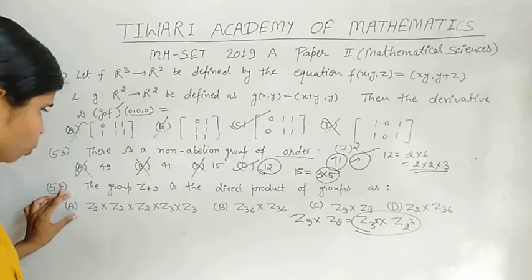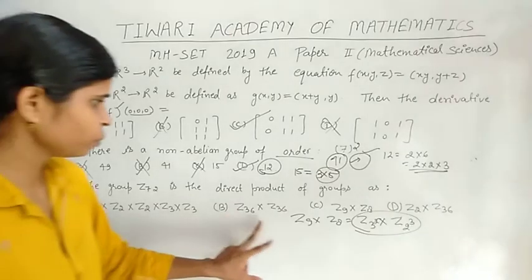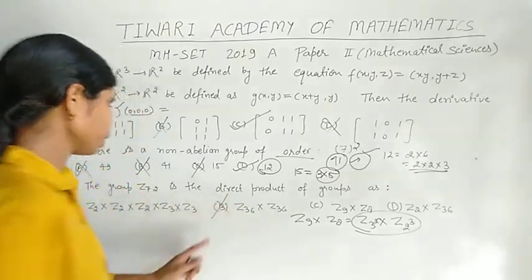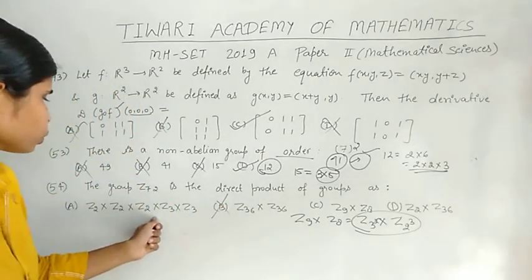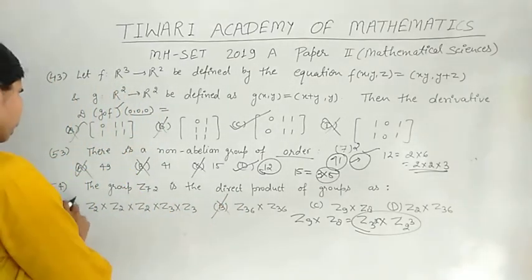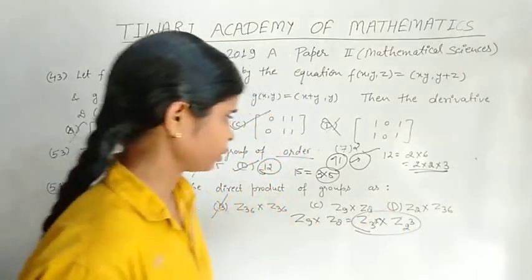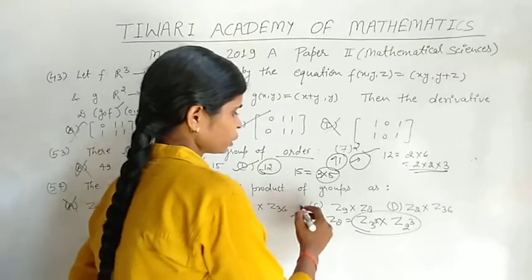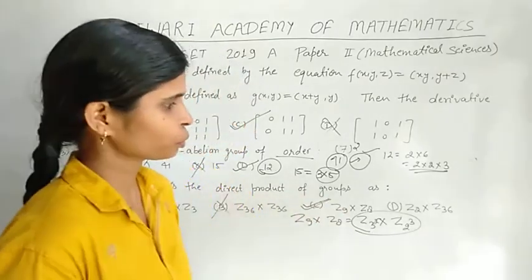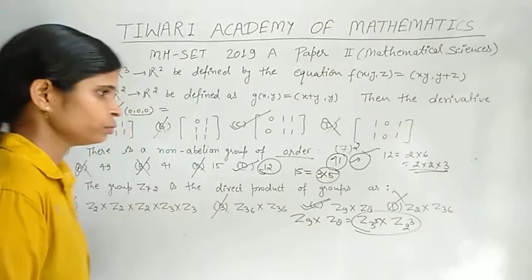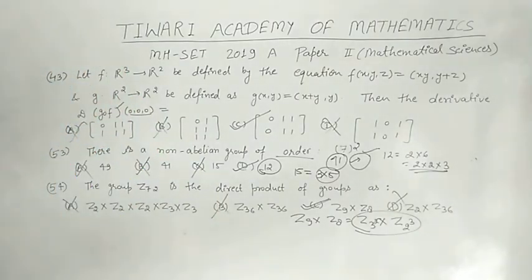So which option matches? Option B, Z36 cross Z36, wrong option. Z2 cross Z2 cross Z2 cross Z3 cross Z3 is also a wrong option. Z9 cross Z8, 3 3 is 9, cross 8, this is a true option. Option C is a true option. Option D is also a wrong option. Now see the next question. Question number 61.